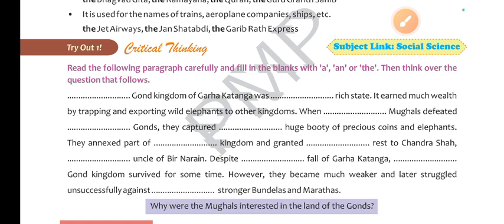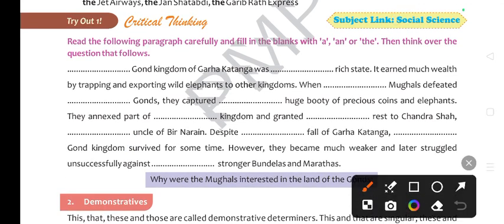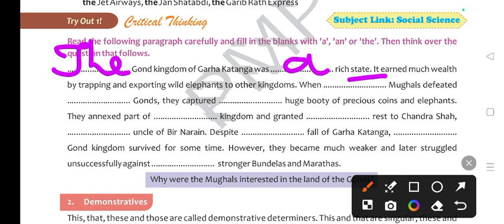Let's do the fill in the blanks of tryout 1. The question is, read the following carefully and fill in the blanks with a, an or the. Then think over the question that follows. So here we will write, the Gond kingdom of Graha Katanga was a rich state. Now, if we are mentioning that state again, then we will put the.